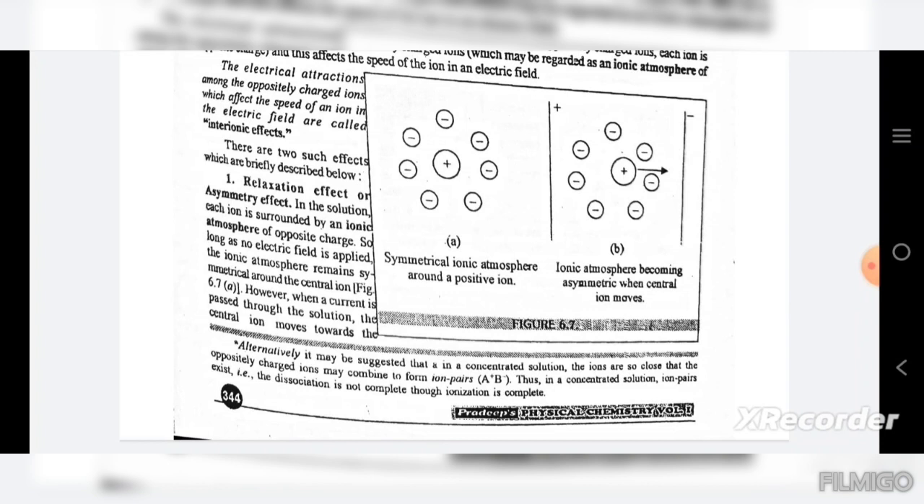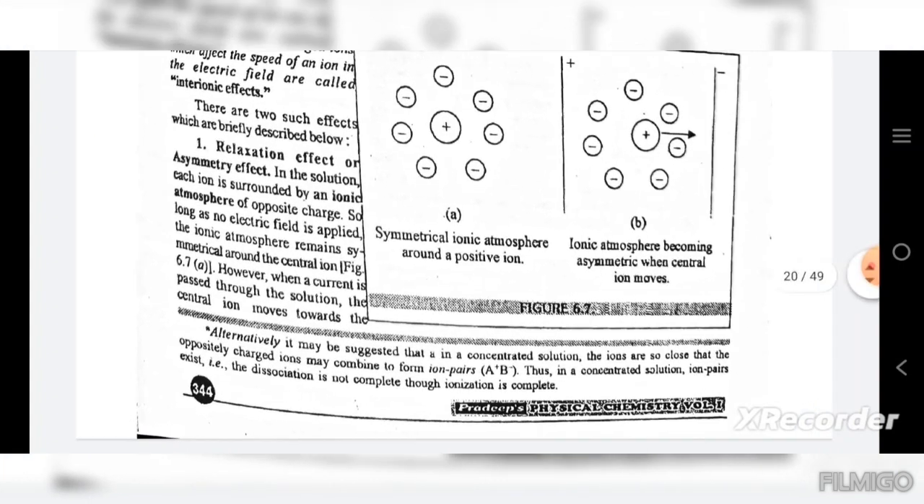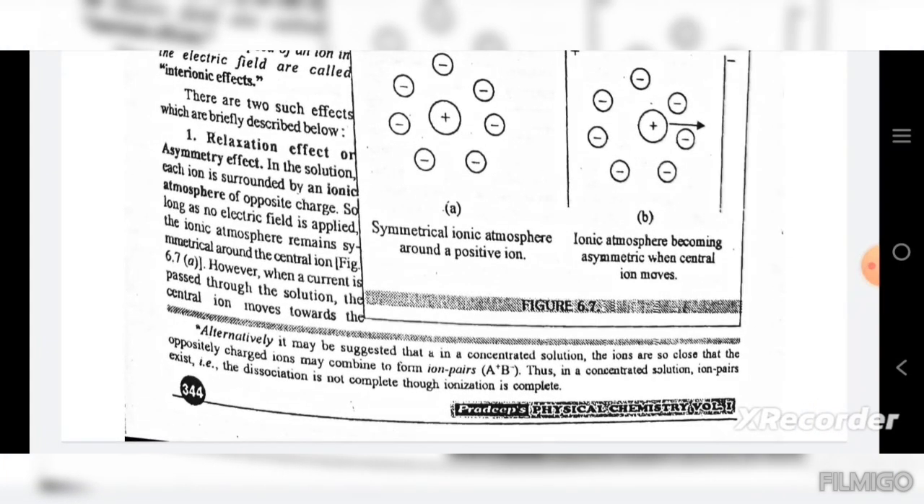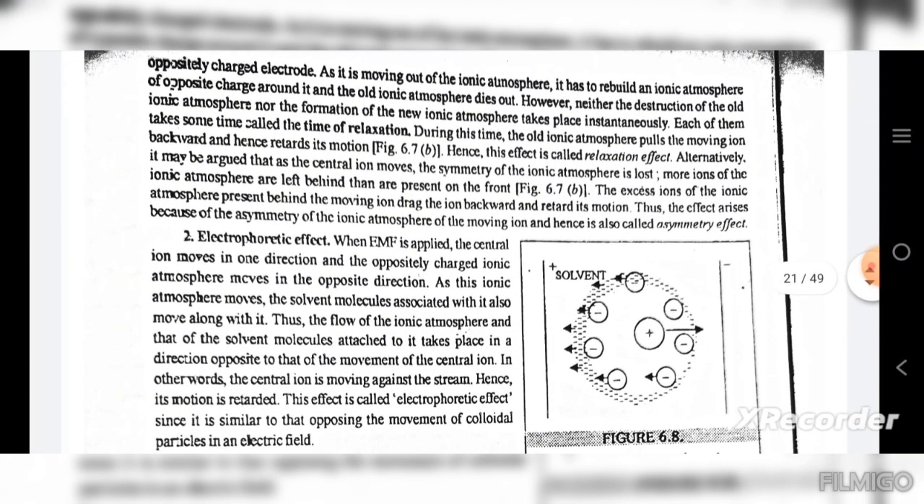The electrical attractions among the oppositely charged ions, which affect the speed of an ion in the electric field, are called interionic effects. There are two such effects which are briefly described below. Relaxation effect or asymmetric effect. In the solution, each ion is surrounded by an ionic atmosphere of opposite charge. So long as no electric field is applied, the ionic atmosphere remains symmetrical around the central ion. However, when a current is passed through the solution, the central ion moves towards the oppositely charged electrode. As it is moving out of the ionic atmosphere, it has to rebuild an ionic atmosphere of opposite charge around it, and the old ionic atmosphere dies out.